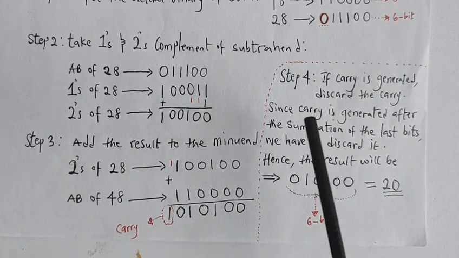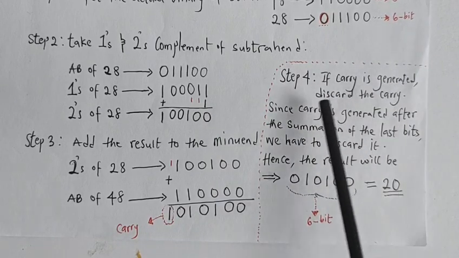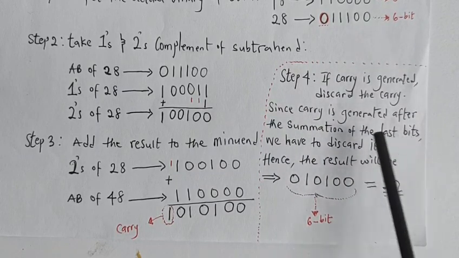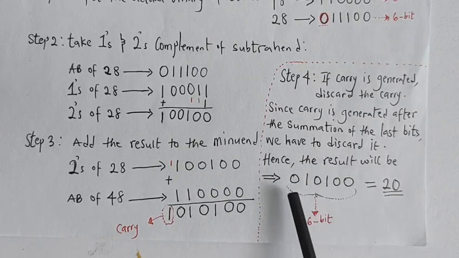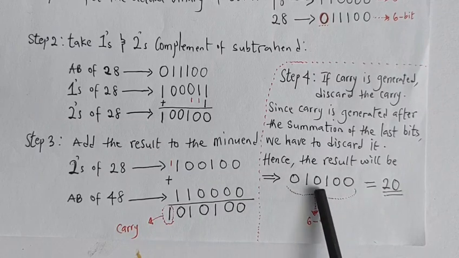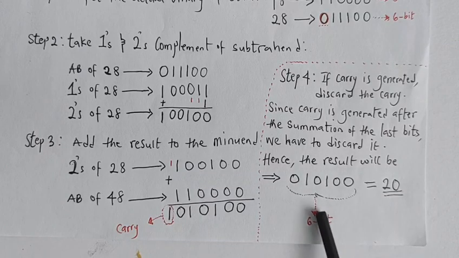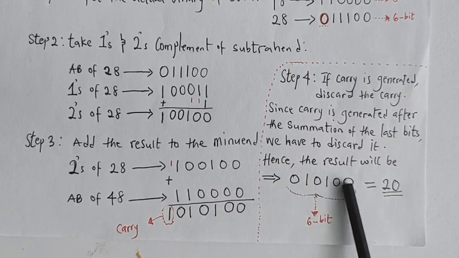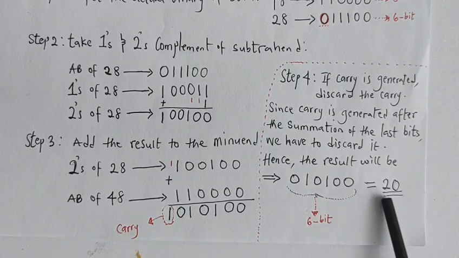Now let's go over to the fourth rule. The fourth rule says if a carry is generated, discard the carry. Since a carry is generated after the summation of the last bit, we have to discard it. Hence, the result will be 0, 1, 0, 1, 0, 0. So this will give us the result also in 6 bits. We discard this carry and we're left with this result. If you convert this binary into decimal, you're going to have 20.